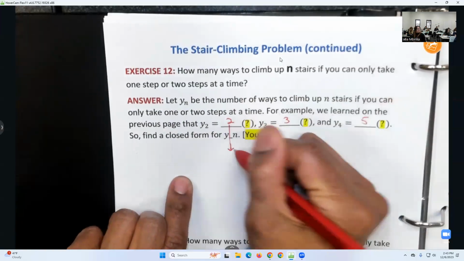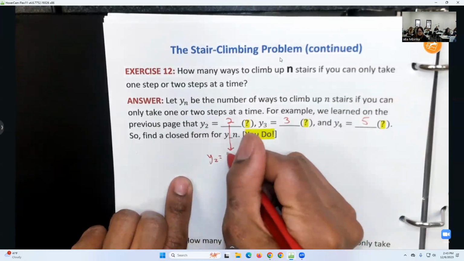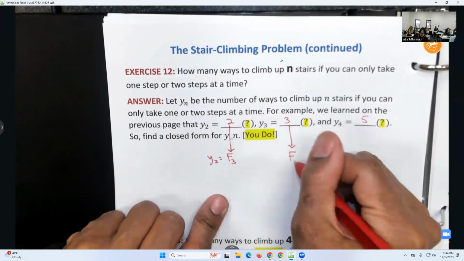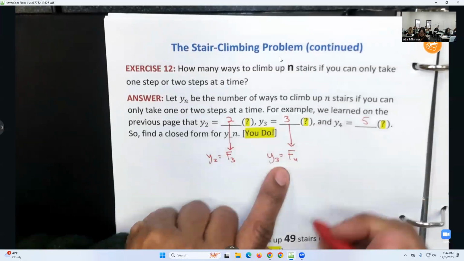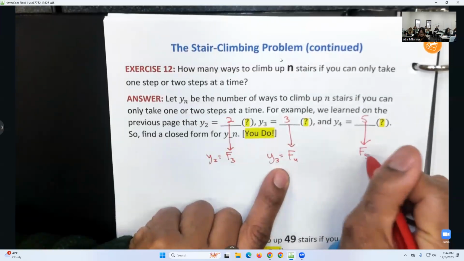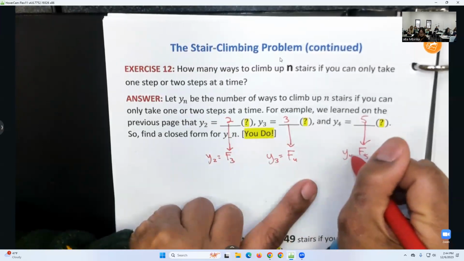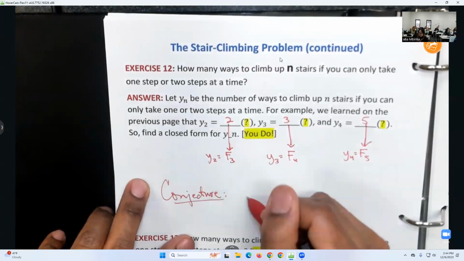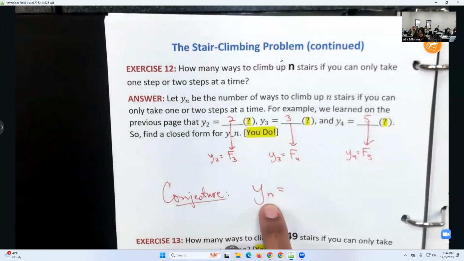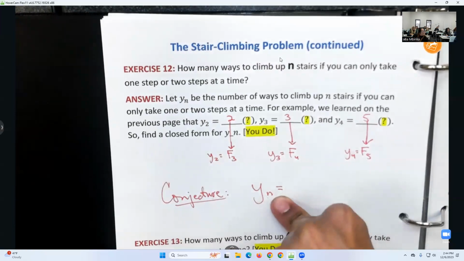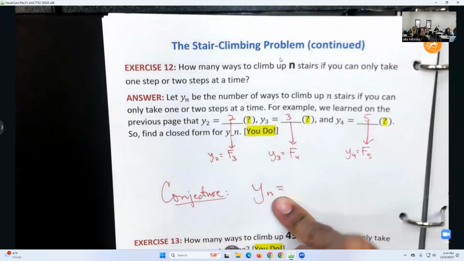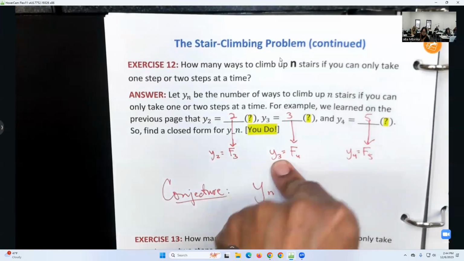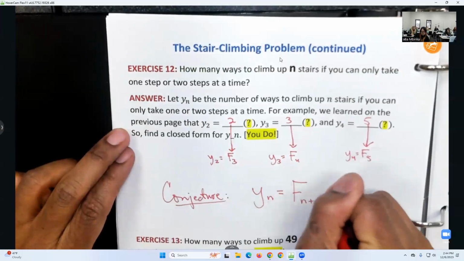And we know that here, y sub 2 is F3, because F3 is the number 2. Here we have the 3 is F4, so we're saying y3 is F4. F5 is the number 5, and we're saying that y sub 4 equals F sub 5. So the conjecture for the answer, the number of ways to get up n stairs, is equal to, yes, the subscript is 1 bigger than the number under the y. So F sub n plus 1.